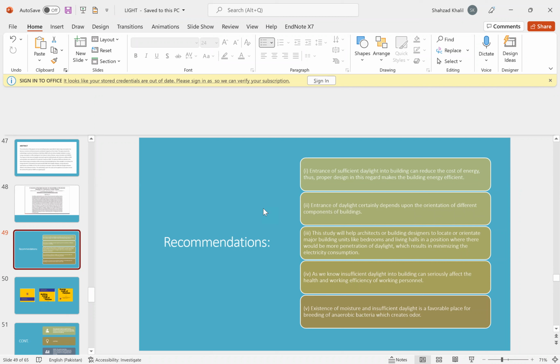electricity consumption. Fourth, as we know, insufficient daylight in a building can seriously affect the health and working efficiency of the working personnel. Existence of moisture and insufficient daylight is a favorable place for breeding of anaerobic bacteria, which creates odor.